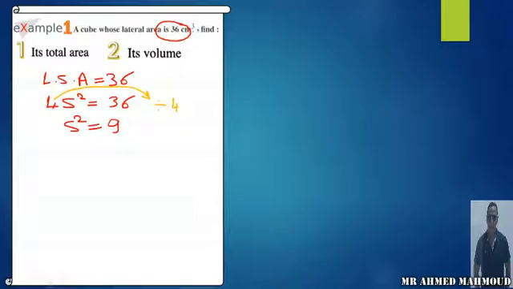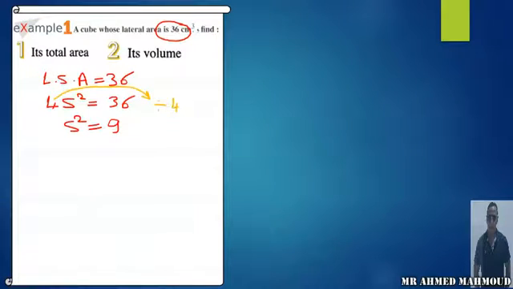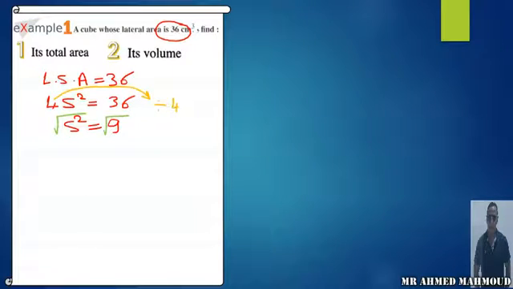And then we take the square root of the 2 sides like this. Then s power of 2 equals 9, so s equals square root 9, which equals 3 centimeters. Now I found the edge length, which equals 3 centimeters. Now I need to find the total area.